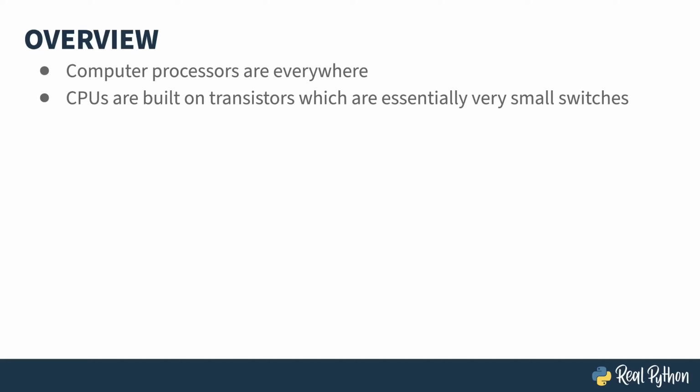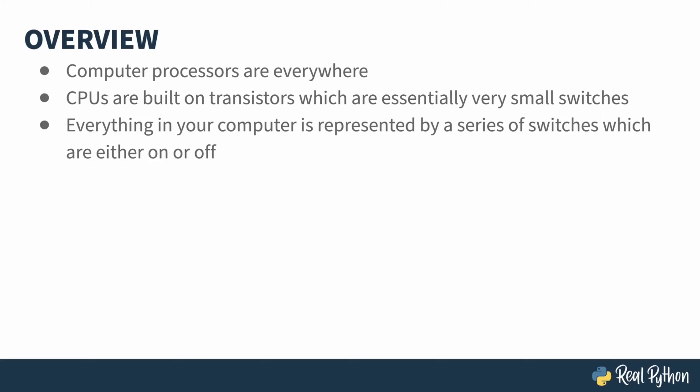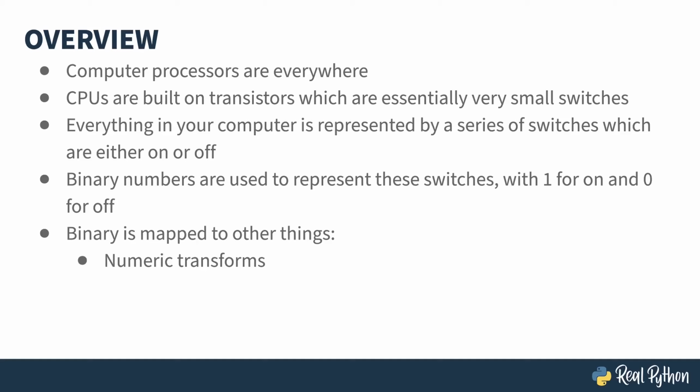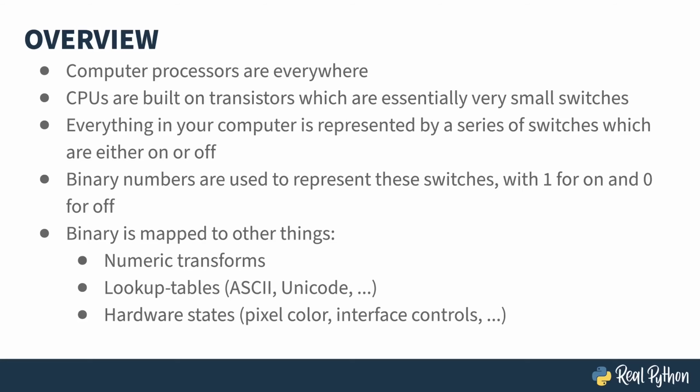CPUs in computers are built on transistors, which are tiny components that act like switches. Every piece of data in your computer is represented through a series of these switches, with the patterns of on and off forming a binary number. The ones and zeros in the binary number correspond to the on and off states of these switches. These binary numbers are then mapped to represent your data, such as going through a numeric transform to translate binary to decimal, doing a code lookup to translate binary to a character, or directly influencing the state of hardware in your system.